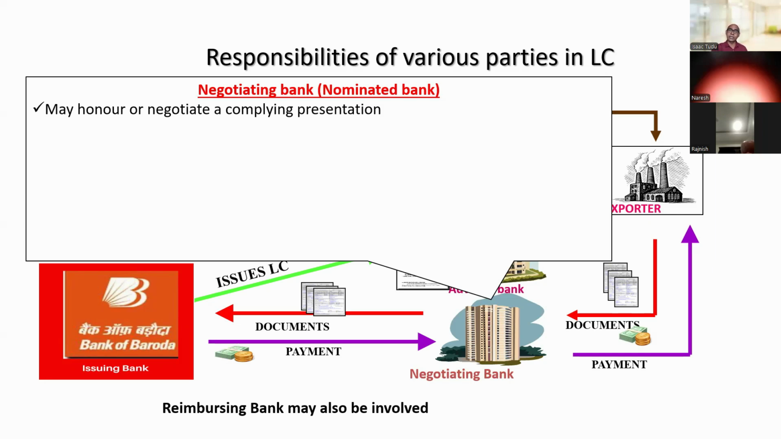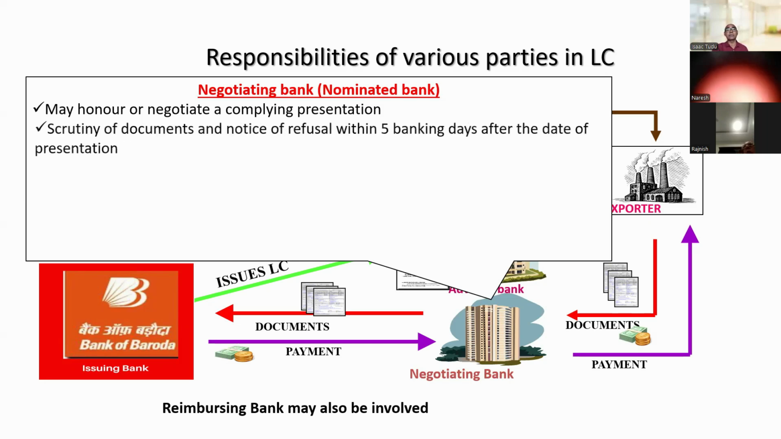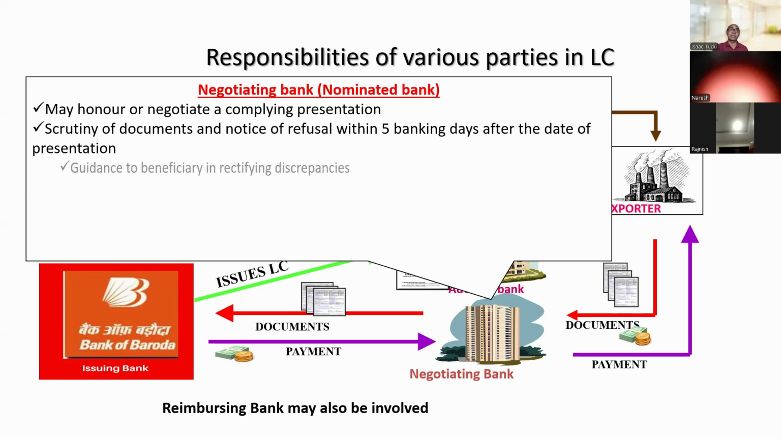We will do the negotiation. Once a compliant presentation has been made to them, they will give you the money upfront and they will get the reimbursement from the issuing bank later on. That is quite possible, but they are not technically obligated. They may do so, they may not do so, right? And if they decide that they will, then definitely they need to examine and see whether the documents are complying or not, and the time limit will be the same, a maximum of 5 banking days.